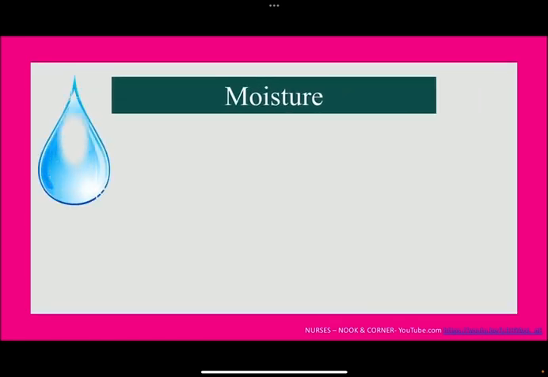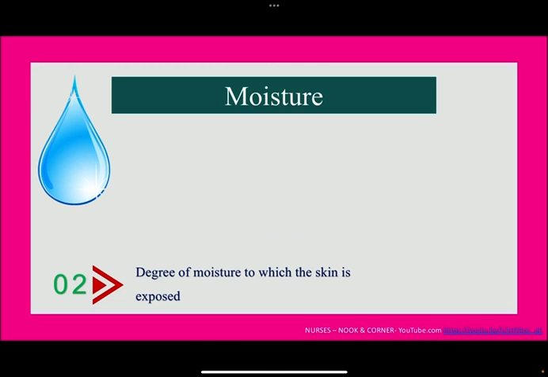For moisture, you know that it is the degree to which the skin is exposed to moisture. Actually we grade the patient number 1 if the patient is constantly moist, meaning you are always changing the linen. If the patient is very moist, you change the linen often, and you will grade number 2, because you change the linen maybe 2 times in a shift, while number 1 is for the patient whose linen you change maybe 3 or 4 times in the shift.